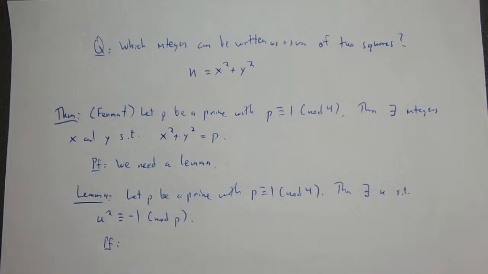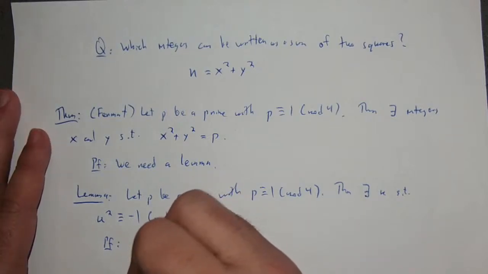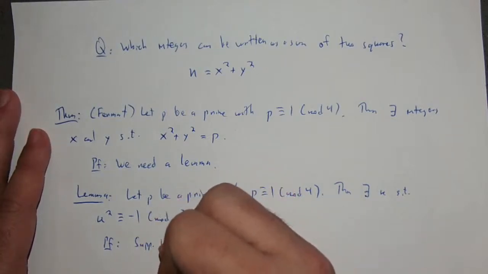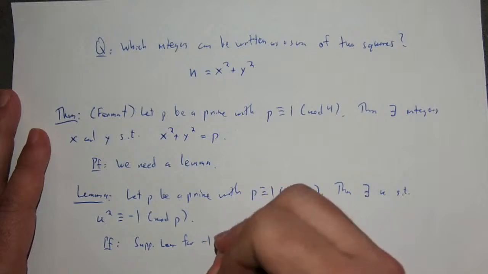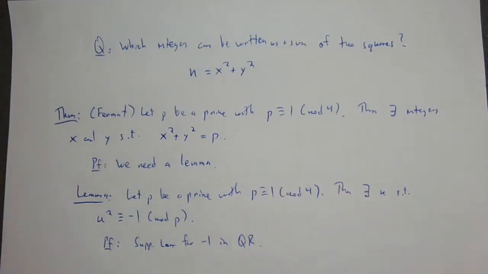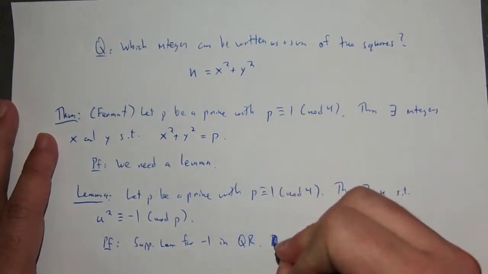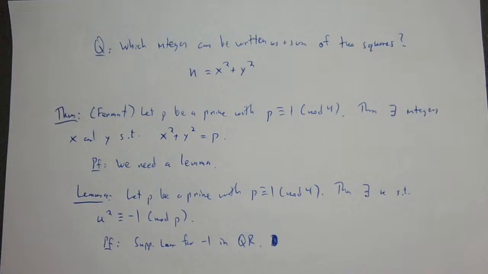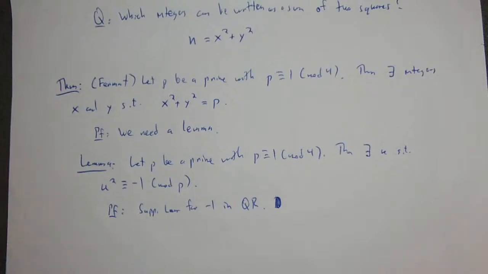Well, this is the supplementary law for minus 1 in quadratic reciprocity. All this is saying is that minus 1 is a square mod p when p is congruent to 1 mod 4, and it is. Okay, and so we have this lemma.